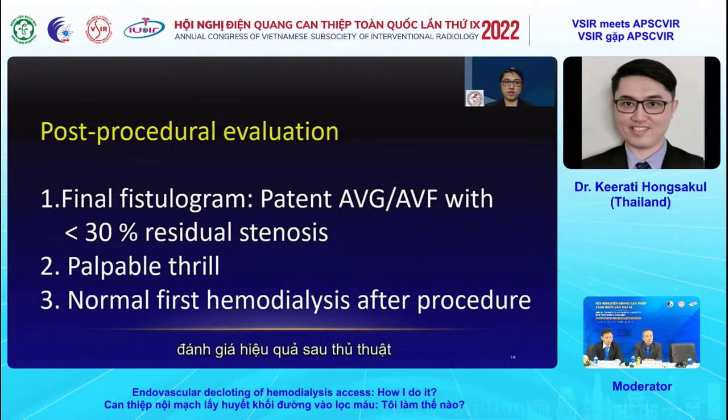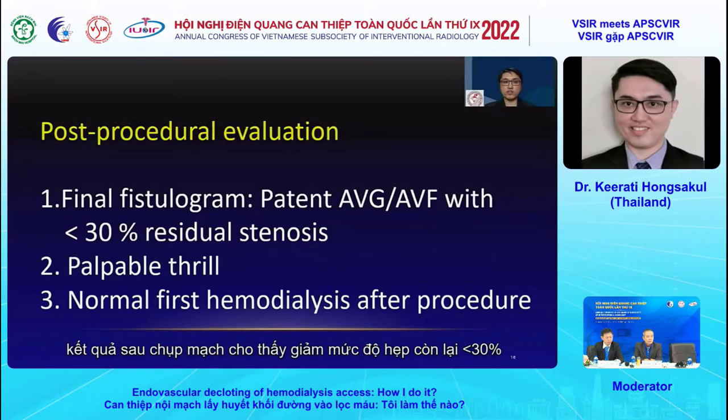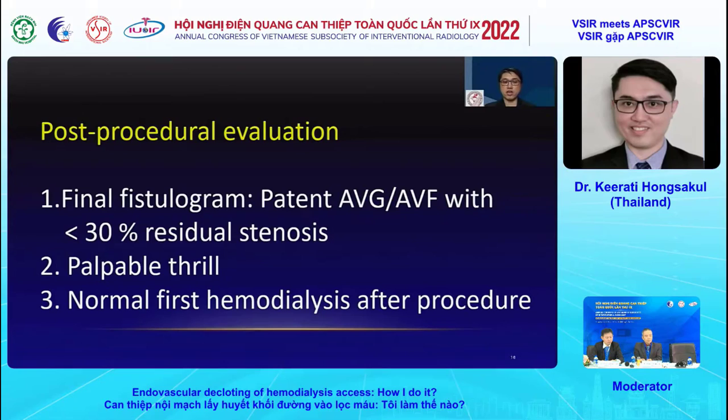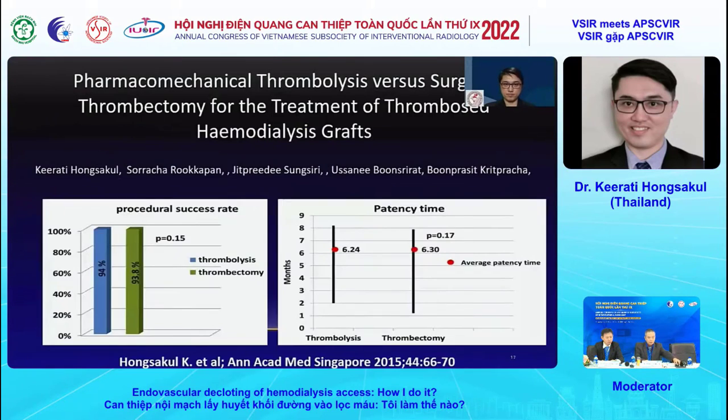And for post-procedural evaluation after the angiogram, the final angiogram should show a patent AVG with less than 30% residual stenosis, and clinically the thrill should be palpable. And the patient usually has normal hemolysis after the procedure.